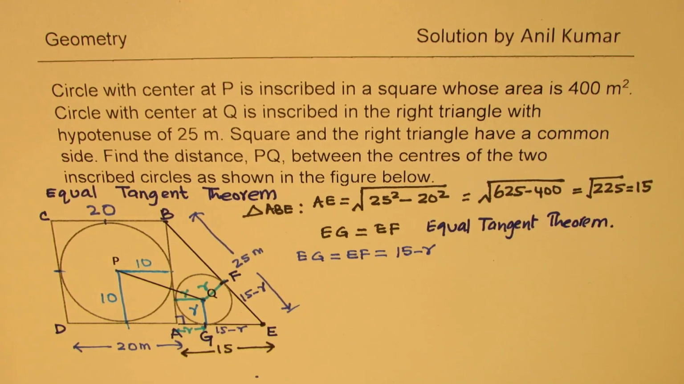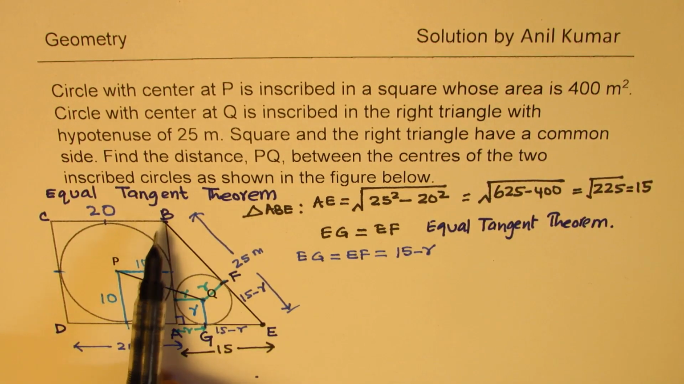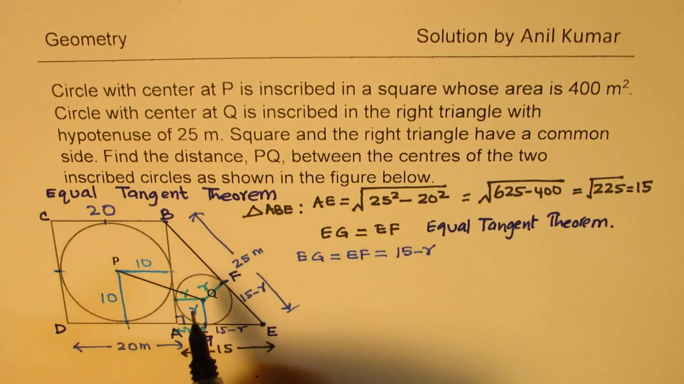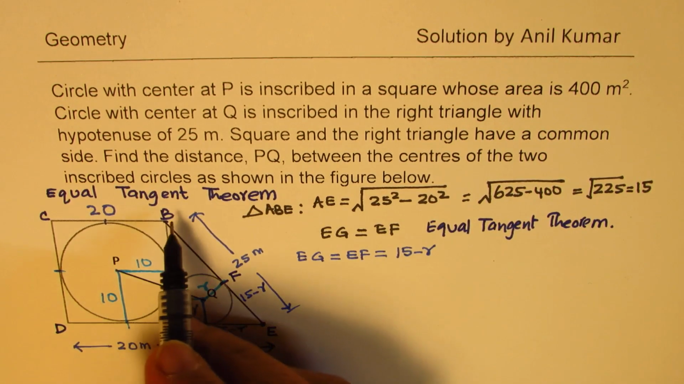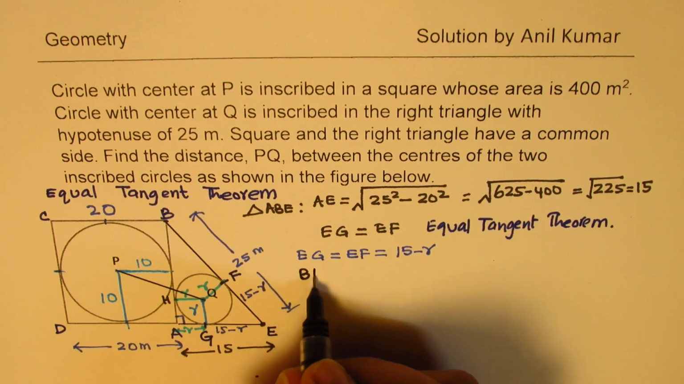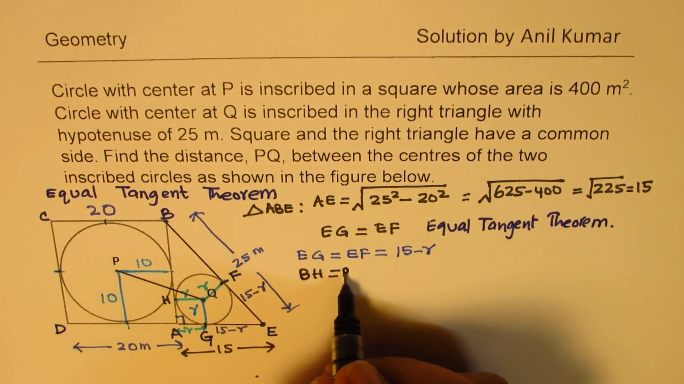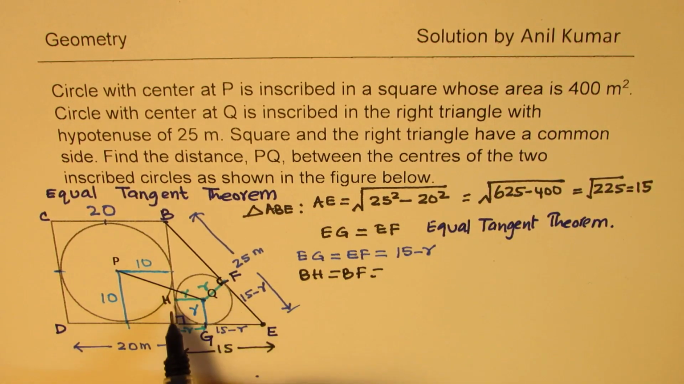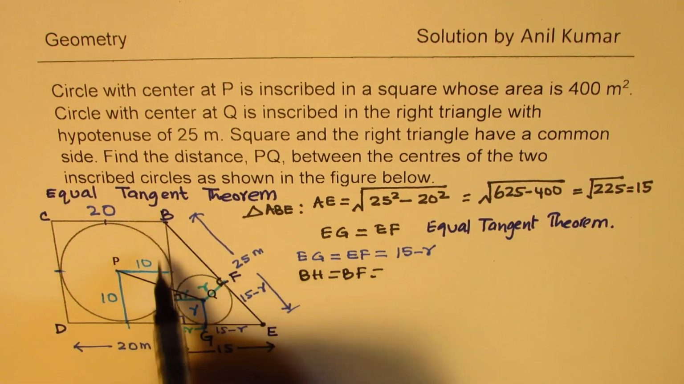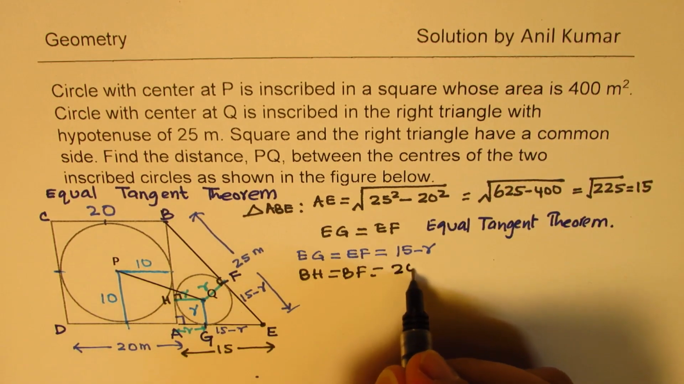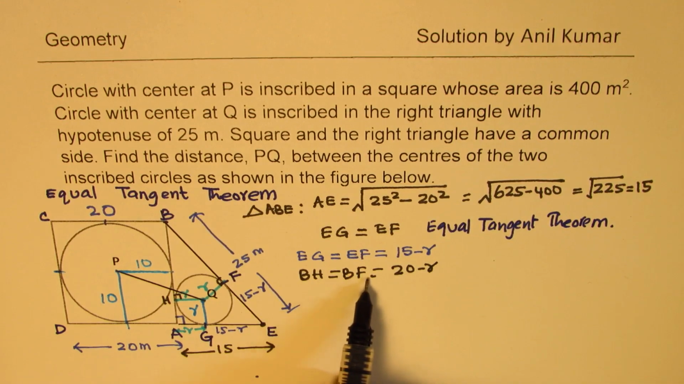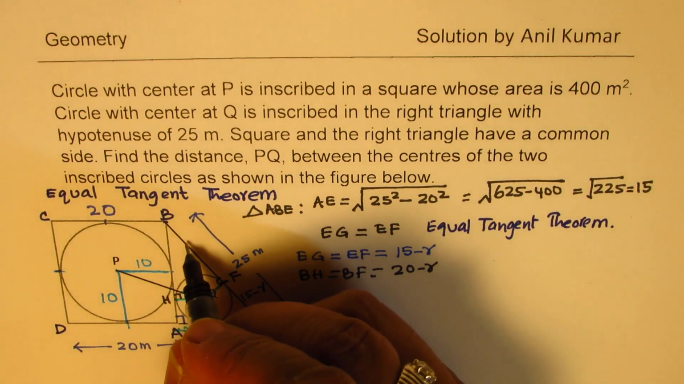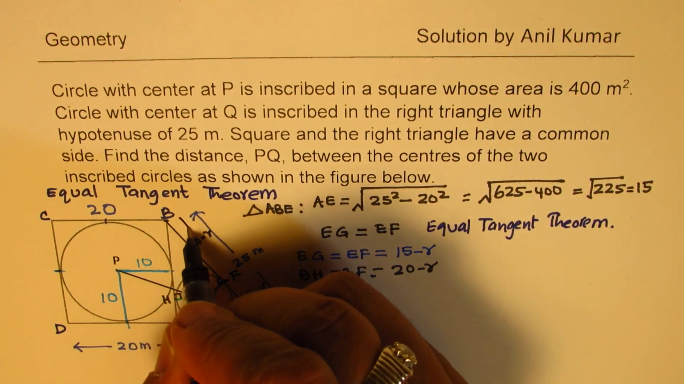Now let's look into the tangents from B. So from B to, let's call this point H. From B to H should be equal to B to F. Why? Equal tangent theorem. From B, these are the two tangents, right? They are equal. Now clearly, BH is 20 minus R. Therefore, BF is also 20 minus R. So this side is 20 minus R. Do you see that?